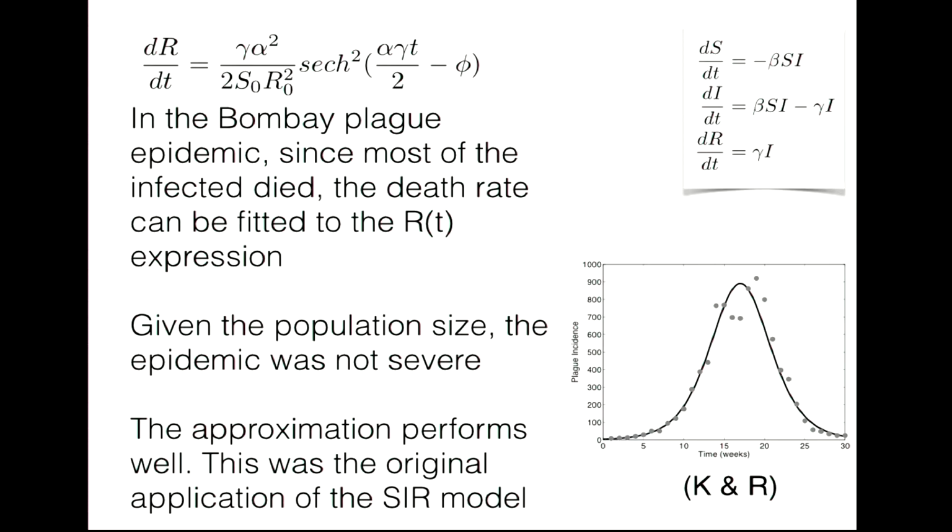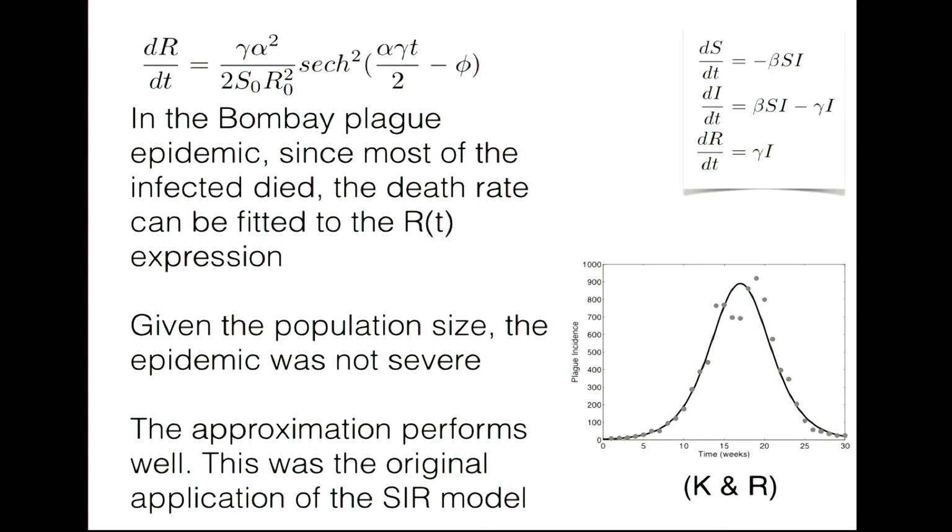In the Bombay plague epidemic, to which Kermack and McKendrick fitted their data, the assumption was that since most of the infected died, you could fit the death rate dR by dt. So instead of saying removed, these were people who actually died because they died as they left the infected compartment. You could fit this to the R of t expression, and given the population size, it was not a severe epidemic, so all of the approximations that were made could actually go through.